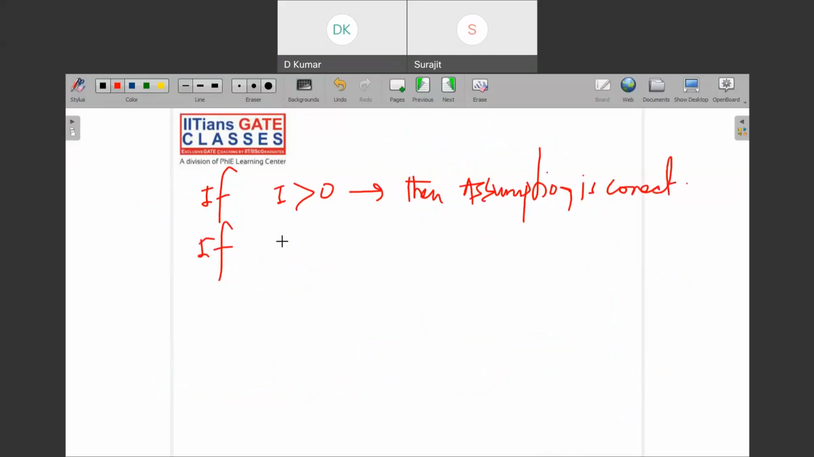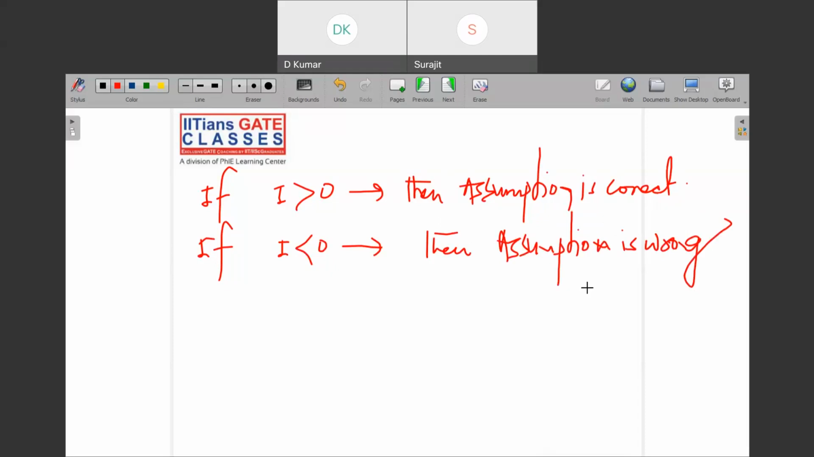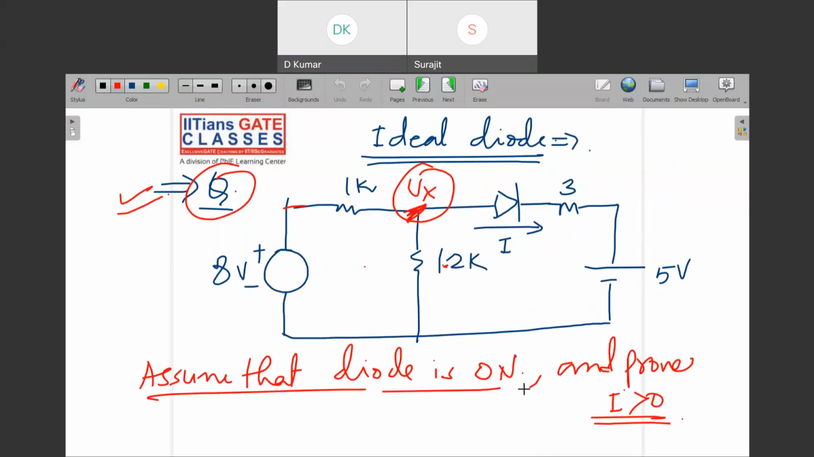If I is less than 0, then the assumption is wrong. And the answer for I will be 0, right? So these two important points you have to keep in mind. So just apply, and it is very easy.